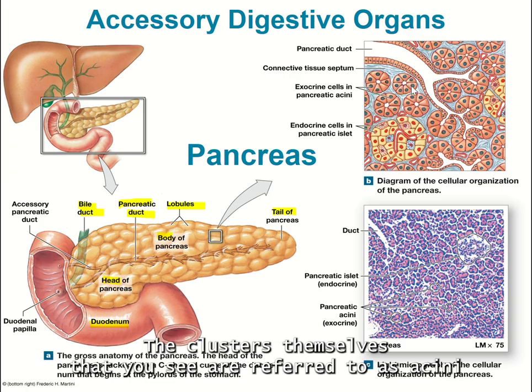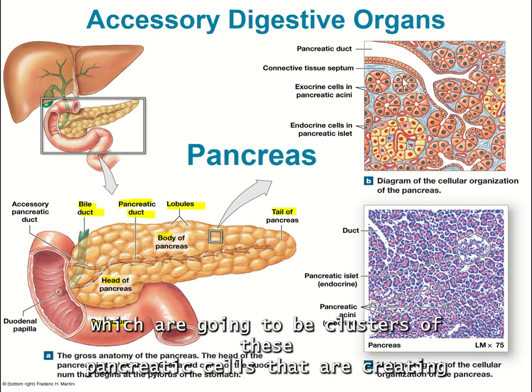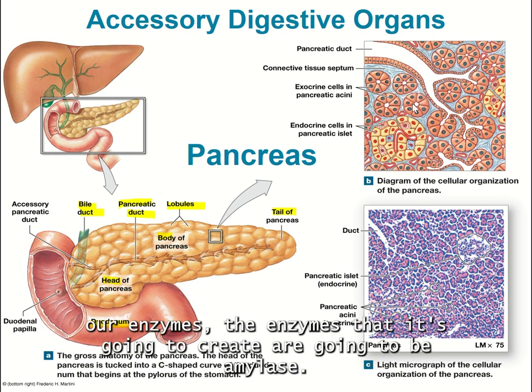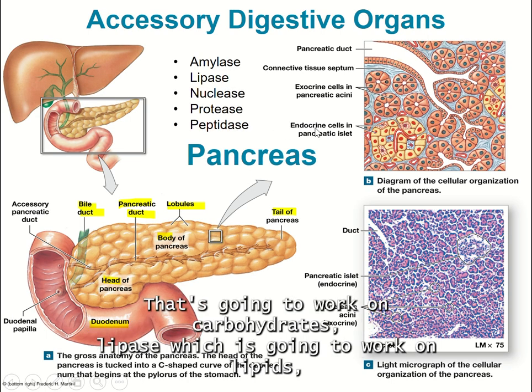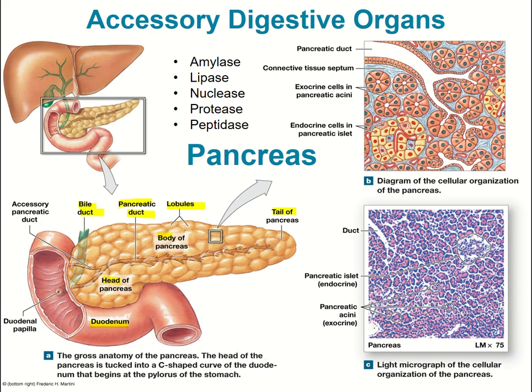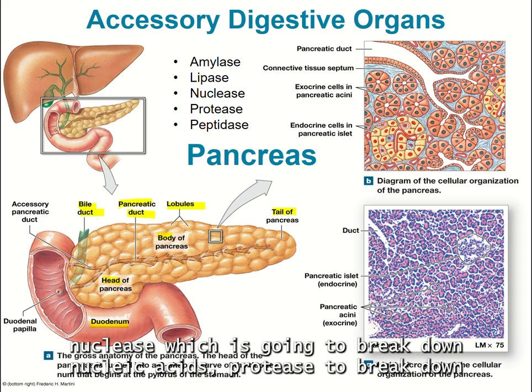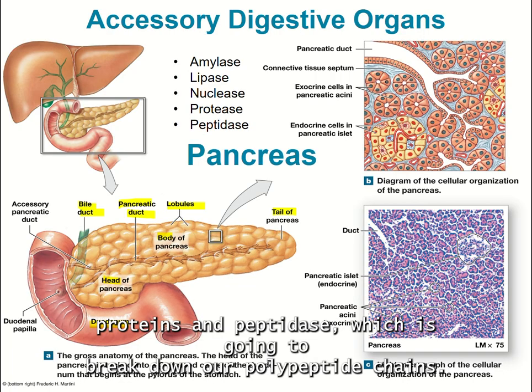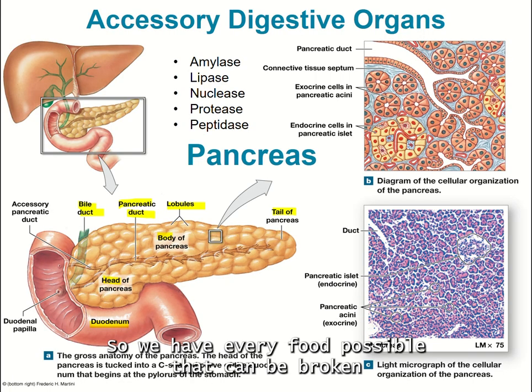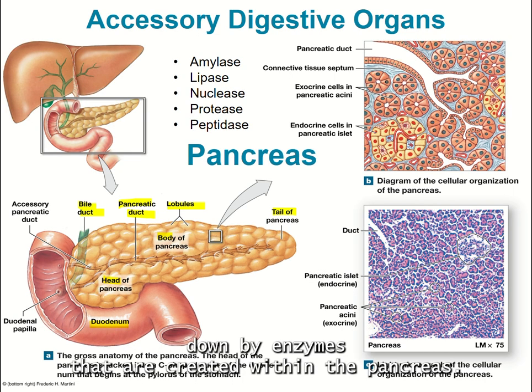The clusters themselves that you see are referred to as acini, which are going to be clusters of these pancreatic cells that are creating our enzymes. The enzymes that it's going to create are going to be amylase, that's going to work on carbohydrates, lipase, which is going to work on lipids, nuclease, which is going to break down nucleic acids, protease, to break down proteins, and peptidase, which is going to break down our polypeptide chains. So we have every food possible that can be broken down by enzymes that are created within the pancreas.